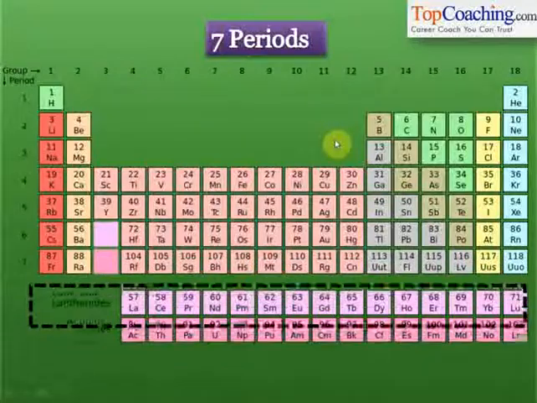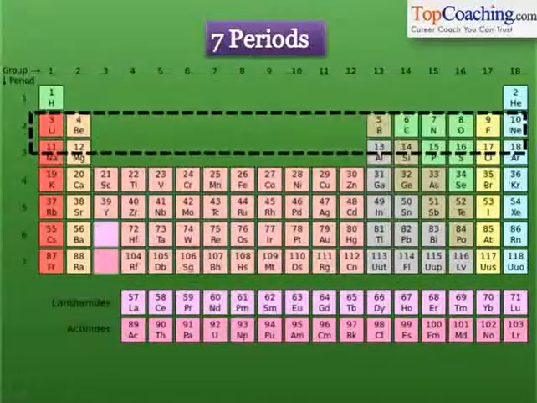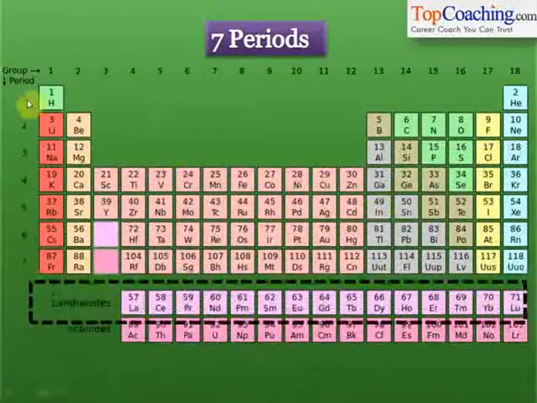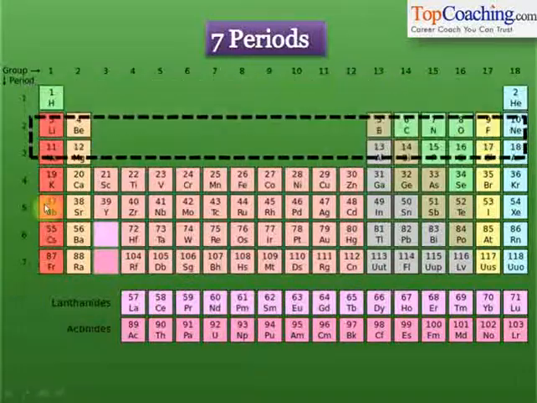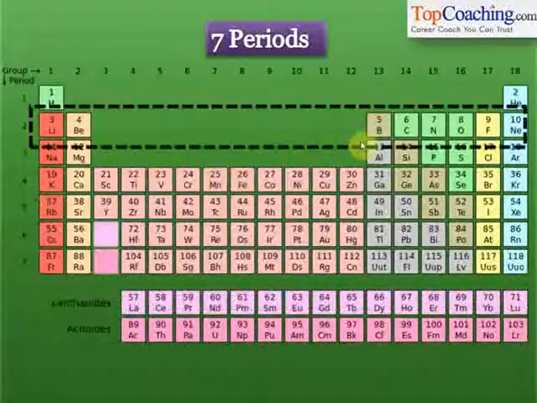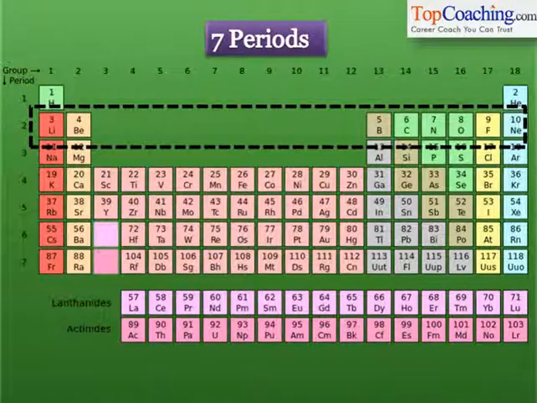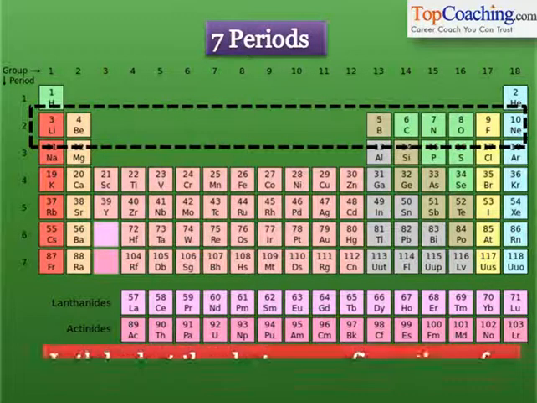Similarly, it consists of 7 periods. All the rows here are called periods. Understood? And you can see that there are a total of 7 periods. All the elements in the same period are arranged in the order of increasing atomic number, and all the elements in the same group have the same chemical properties.